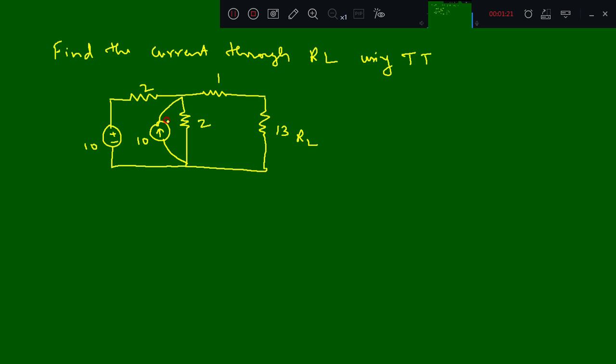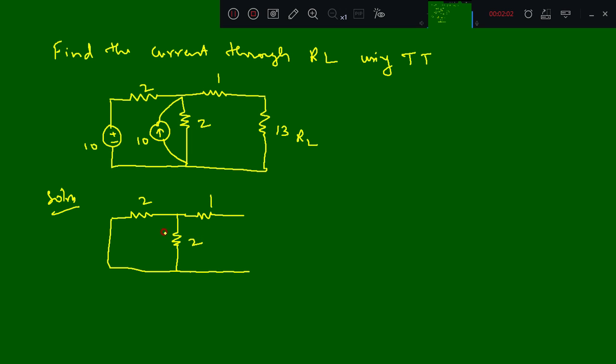So first we need to find the equivalent resistance. For equivalent resistance I will make this current source an open circuit and this voltage source a short circuit, and the equivalent circuit I will get is like this. So this is the equivalent circuit.